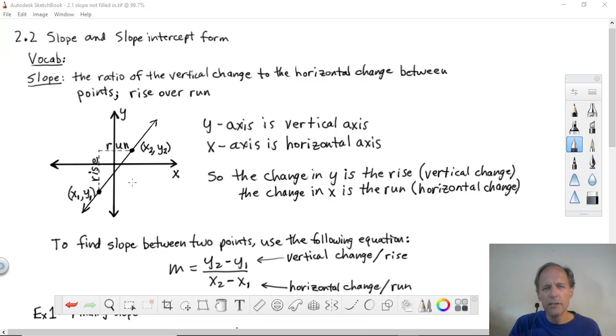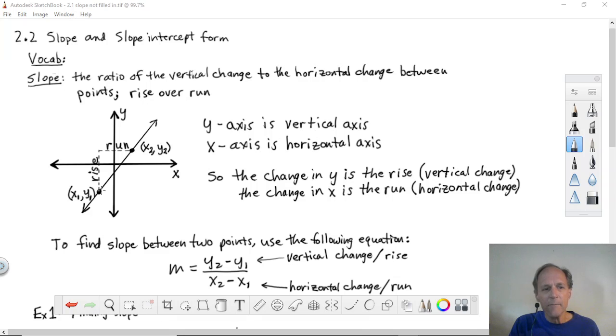So the ratio of the vertical change to the horizontal change. Well, what does that look like? The vertical change is how far up we're going when we go from one point to the other. We call that the rise. Okay? So the y-axis is the vertical axis, the x-axis is the horizontal axis. Remember, the y values are the second number in the ordered pair. The x values are the first number in the ordered pair. And that's why we have this x sub 2 being the first number, y sub 2 being the second. X sub 1 is the first, y sub 1 is the second.